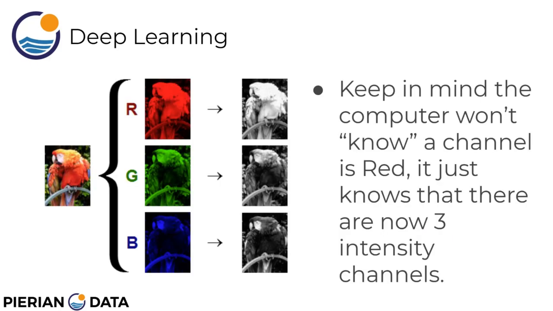You should also keep in mind that the computer won't actually know if a channel is red. It just knows that there are now 3 intensity channels. So keep that in mind in case your images happen to have different color encoding. Certain programs will encode, instead of red, green, blue, as blue, green, red. That won't really matter for our use case of convolutional neural networks, because the network doesn't care what order the colors are being fed in. It just cares that there are 3 intensity channels.